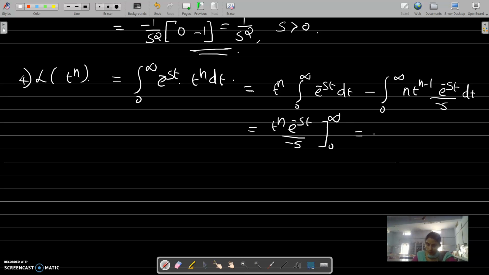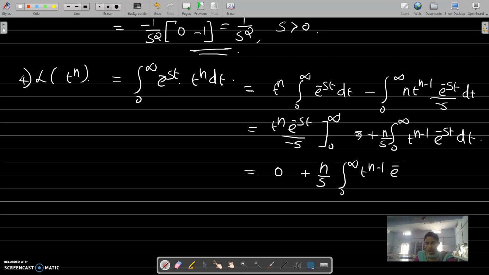This is same as minus integral 0 to infinity, n taking outside, n by s, t raised to n minus 1 into e raised to minus st into dt. Okay, so by applying the limit we can see that this is 0 plus n by s into integral 0 to infinity t raised to n minus 1 into e raised to minus st into dt. I can write this as n by s into the Laplace transform of t raised to n minus 1.